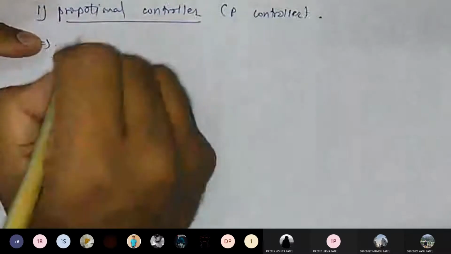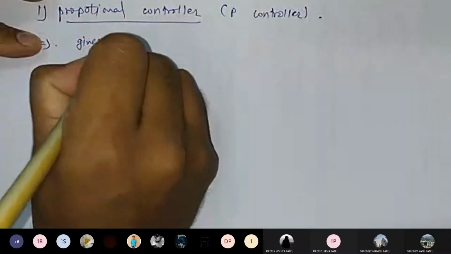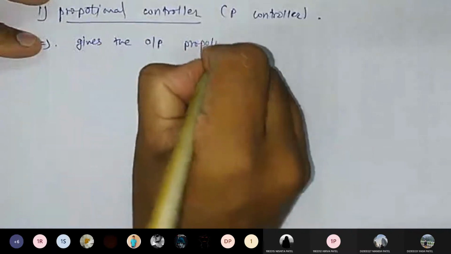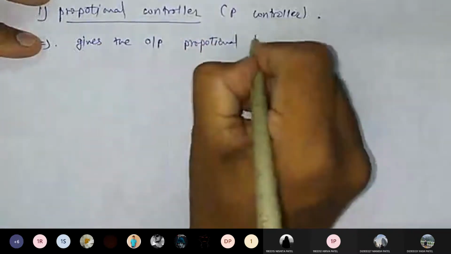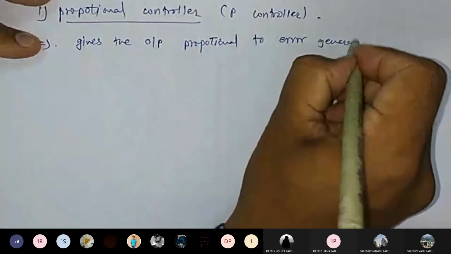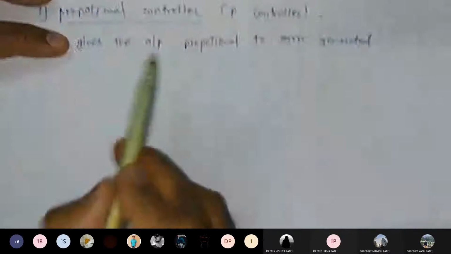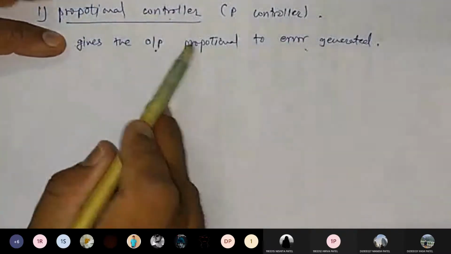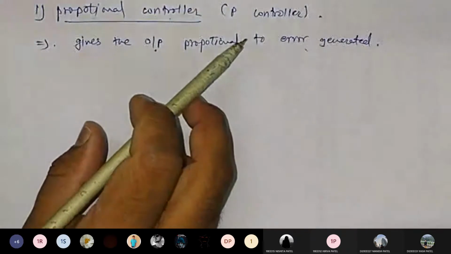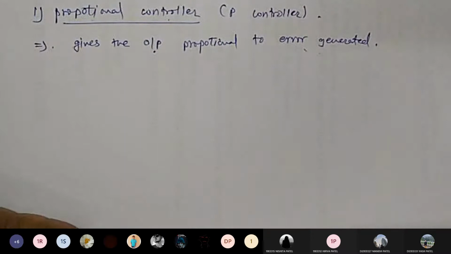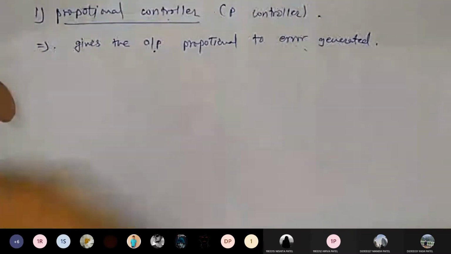The proportional controller gives the output proportional to the error generated. Simple: whatever error is generated, the output given by this controller is proportional to that. Suppose an error of 5 is generated, then the output will be directly proportional to the error, 5 times that. It is simple in that sense.